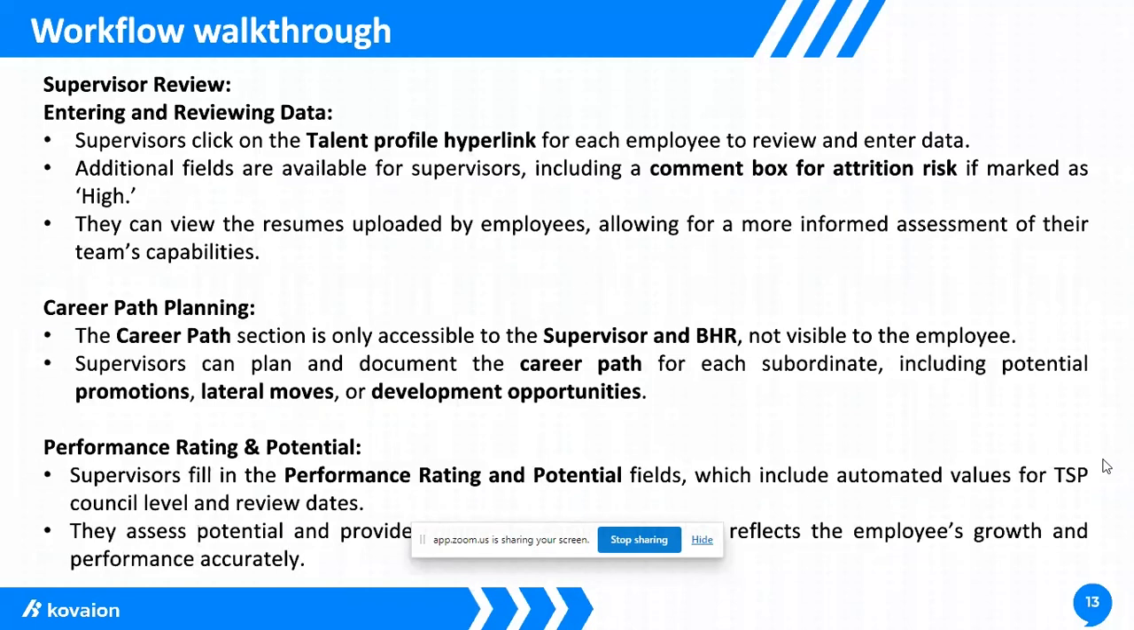Career path planning is a separate page where the supervisor can plan the next career path of that particular employee. He can choose the position, he can choose the role, and he can also pick the first move, second move options, and also choose option number 1 or 2 based on the capabilities of the employee and the analysis done by the supervisor. This can again be changed at the BHR level, because BHR is an admin and he'll have access to the entire module. The supervisor can plan and document the career path for each subordinate.